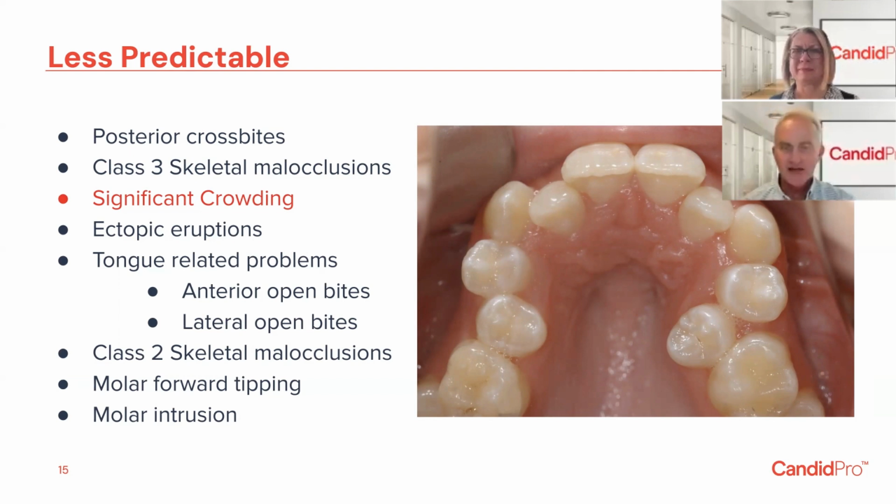That's a case that I think should be referred to the orthodontist, or at least if we have a Candid Pro doctor who is very well versed and has a lot of experience with aligners, we definitely can help the Candid Pro doctor work with extraction cases. Many times that's going to involve the help of elastics. So for the new doctor coming into aligner therapy, initially, I would not recommend that we do significant crowding cases right off the bat.